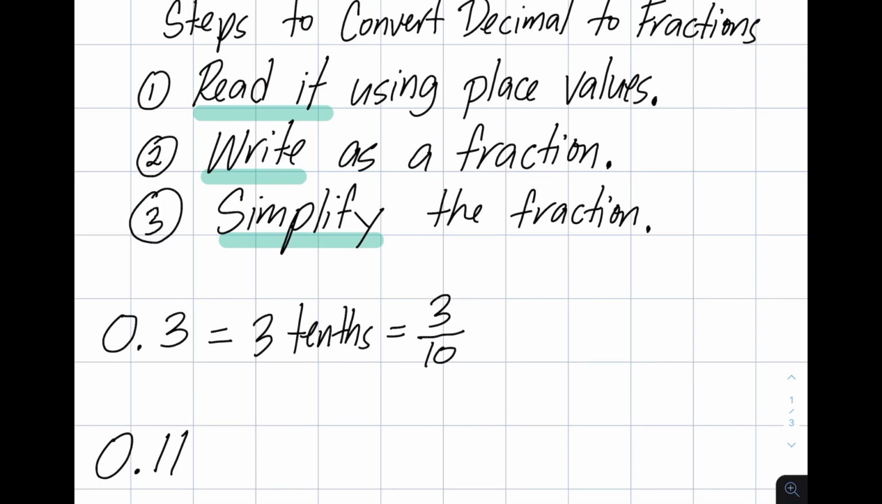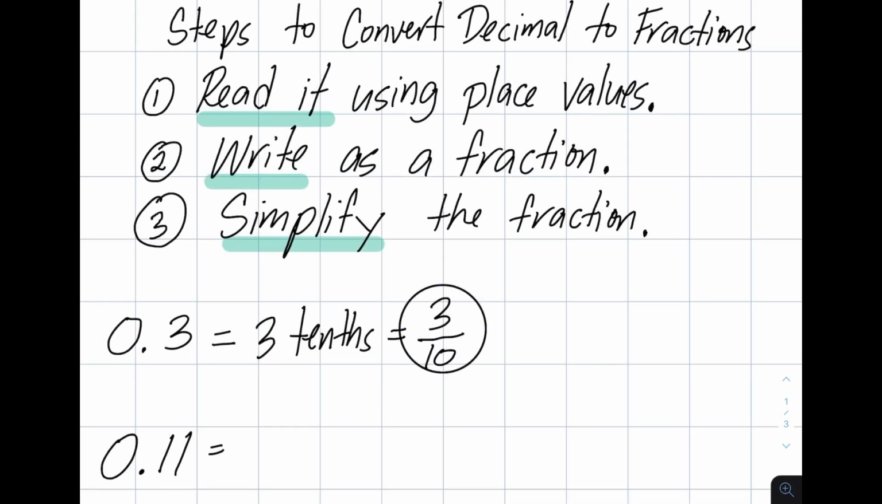If you look at 3/10, there's no other GCF except 1. So 3/10 is already in simplest form. So some fractions are really easy like that.